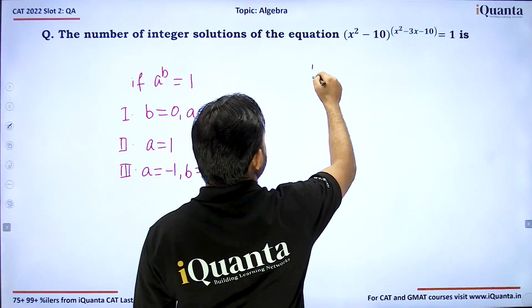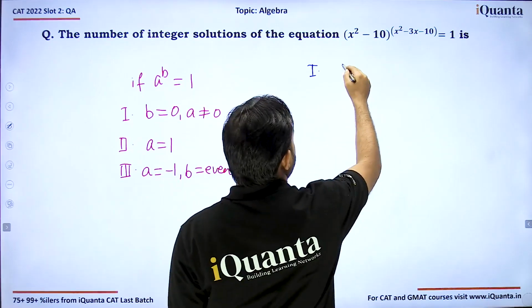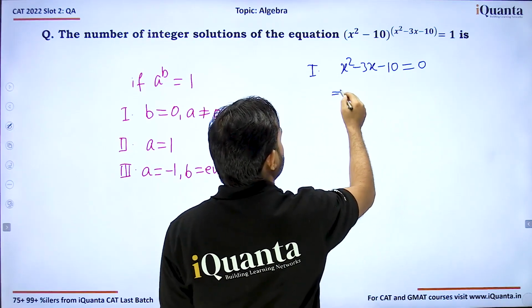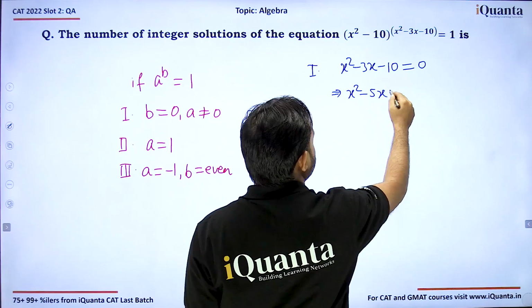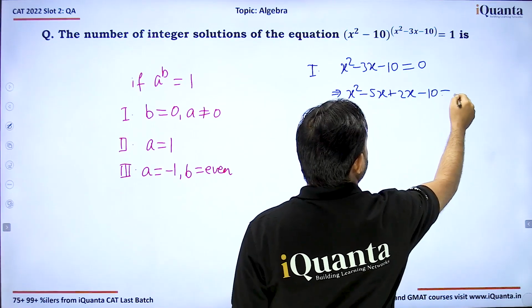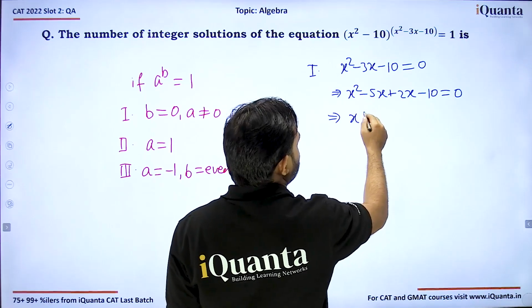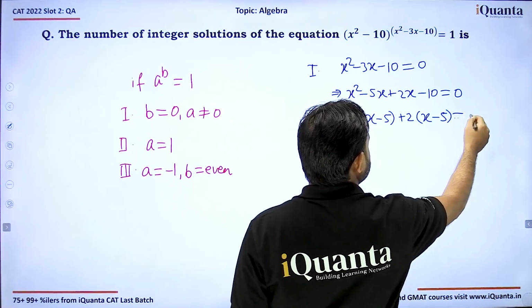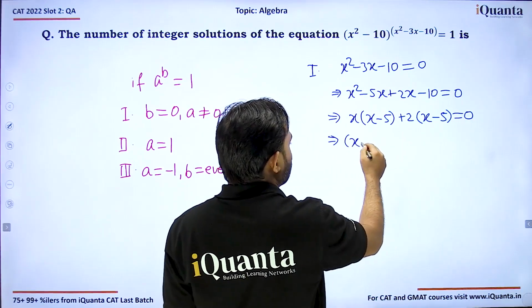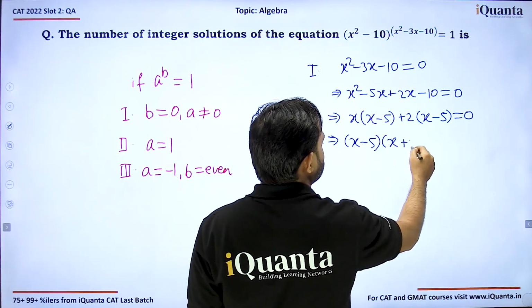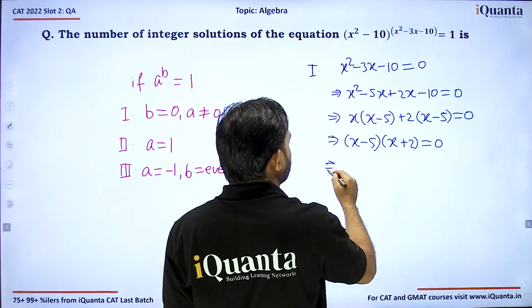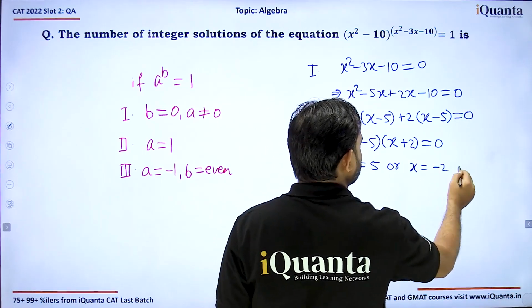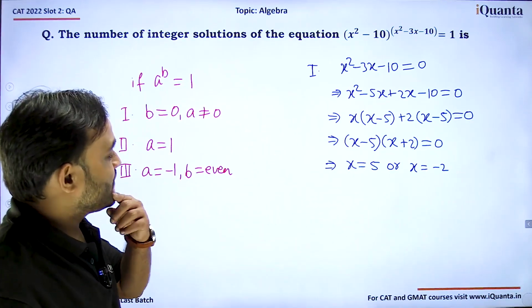So first case, where we have b is equal to 0, so x square minus 3x minus 10 should be equal to 0, or x square minus 5x plus 2x minus 10 is equal to 0, or if you take x common, this will become x minus 5. If you take 2 common, this will again become x minus 5 is equal to 0, and if we take x minus 5 common, we get x plus 2 is equal to 0. So one of these must be 0, so x is equal to 5 or x is equal to minus 2. So we got two integer values for x here.